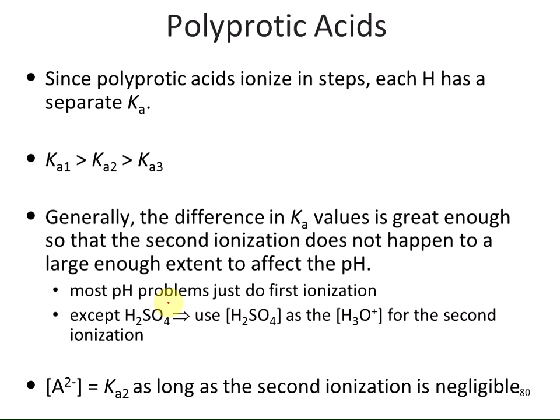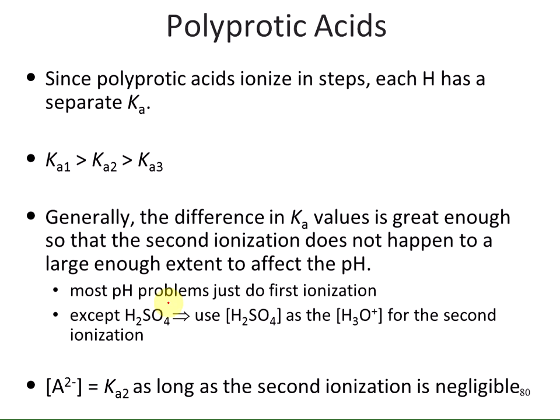Let's take some time to discuss polyprotic acids. We said that polyprotic acids ionize in steps, and each hydrogen removal has its own separate Ka. So let's say we have a triprotic acid. There's a Ka for the first removal, and the second one, and the third one. And each time you remove a hydrogen, or a proton, it becomes more and more difficult.